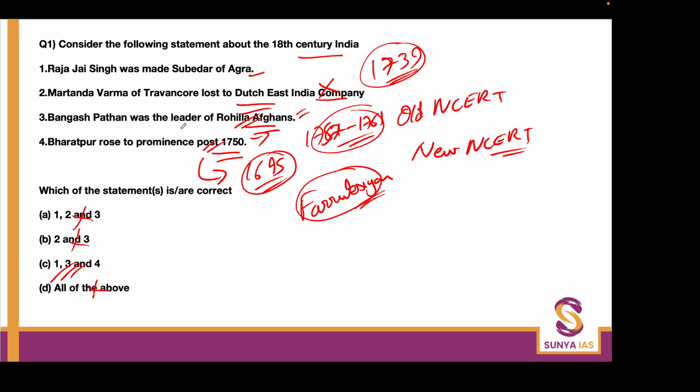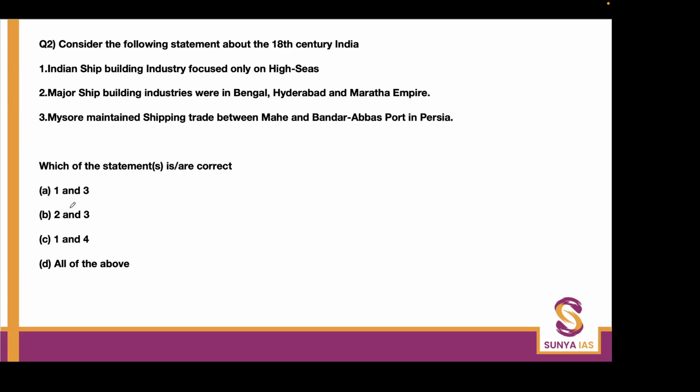and 4. The Jai Singh statement is also correct: after 1713 you will see the influence of Rajputs increase so much so that they will start getting governorships during the Mughal times only, and after 1722 Raja Jai Singh was made the Subedar of Agra. So statements 1, 3 and 4 are correct. Now let's move forward and go to the next question.